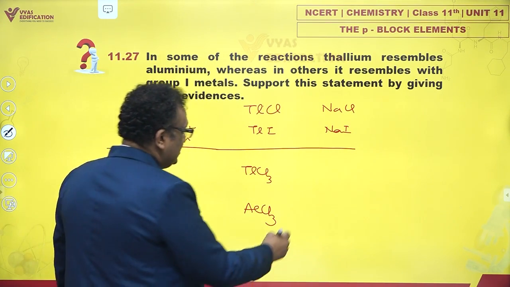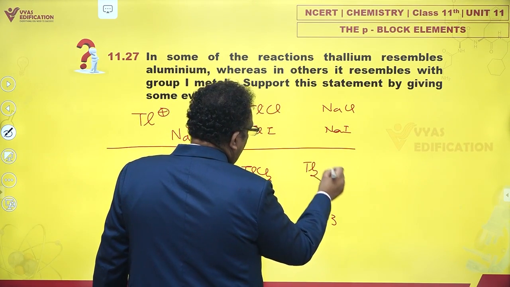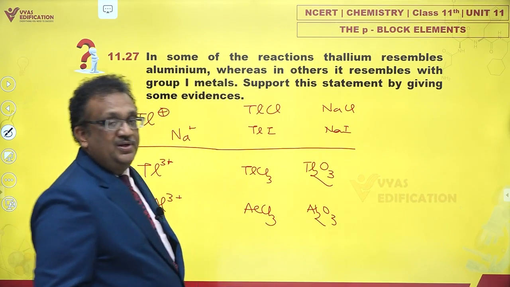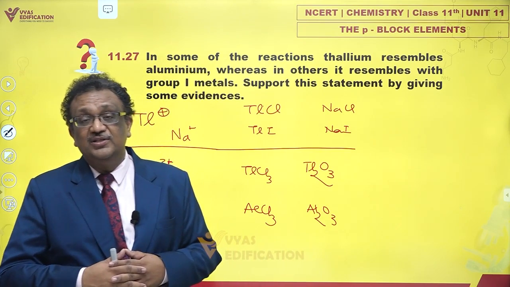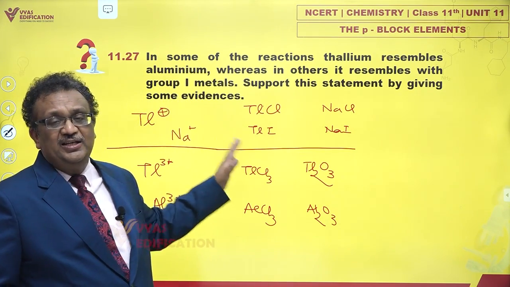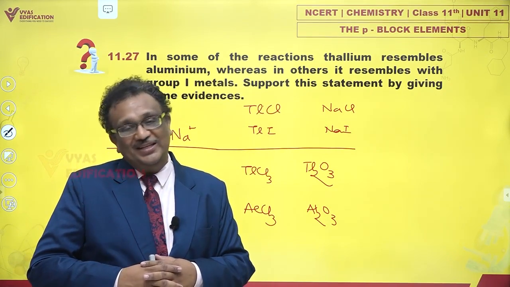There are very much similarities. You have Al2O3 and thallium can form Tl2O3 as well. So yes, there are similarities, but also please don't forget that there are differences as well. But only similarities have been expected here, giving examples. So we have given similarities with examples.